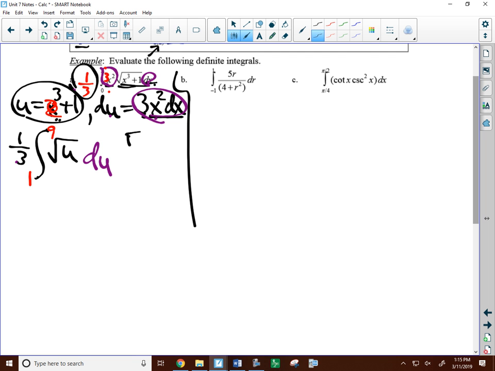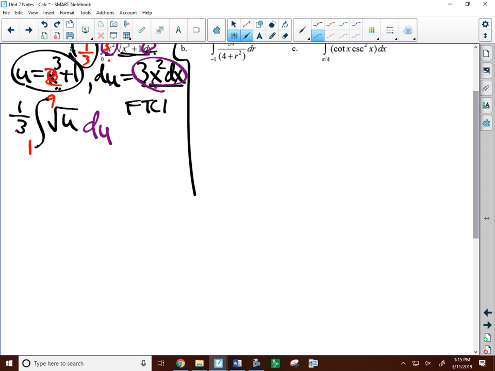Okay, I'm just going to write FTC1 here. So now I am doing an antiderivative. Well, here, it's really u to the 1/2. So for the antiderivative, I have to bring down the 1/3. And then here I'm doing an antiderivative of u to the 1/2, which is u to the 3/2 over 3/2. No c, because it's a definite integral.